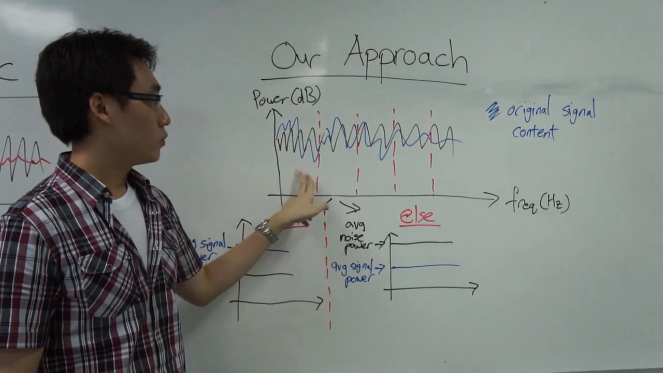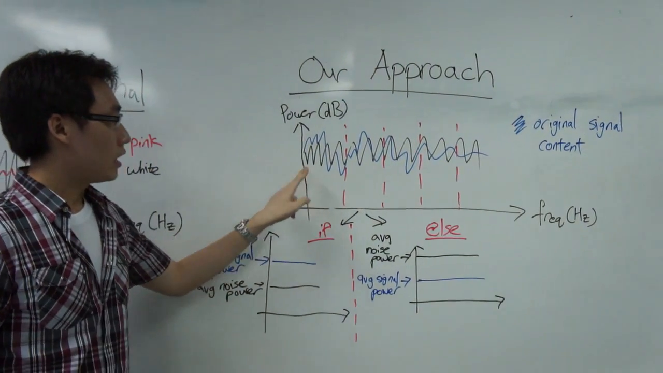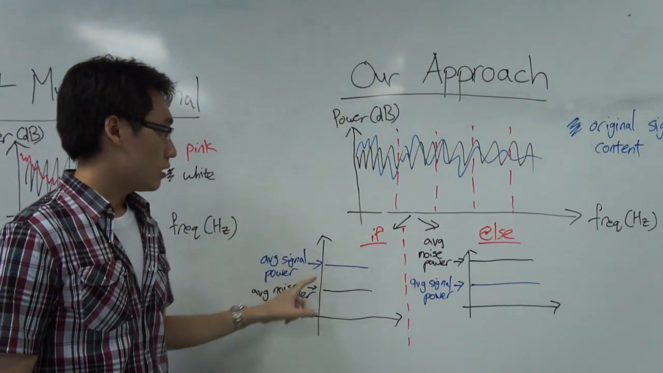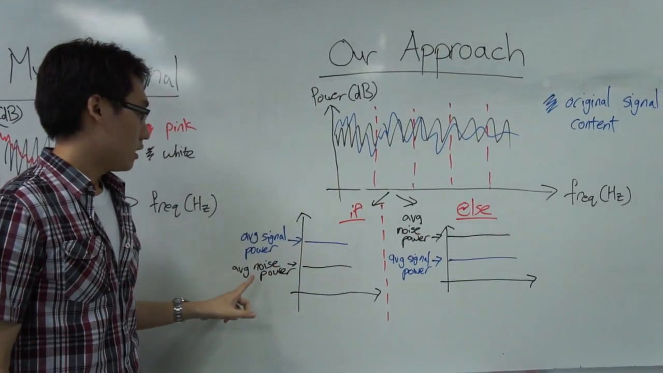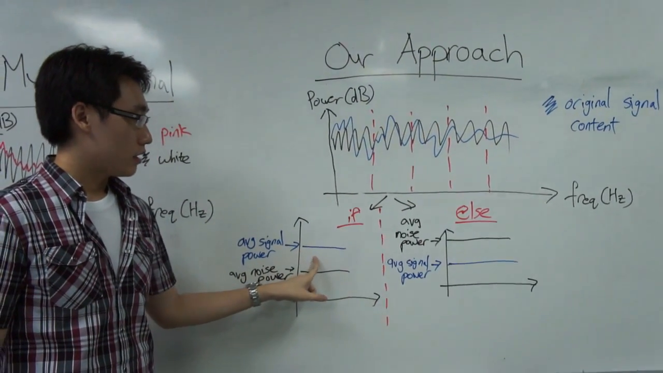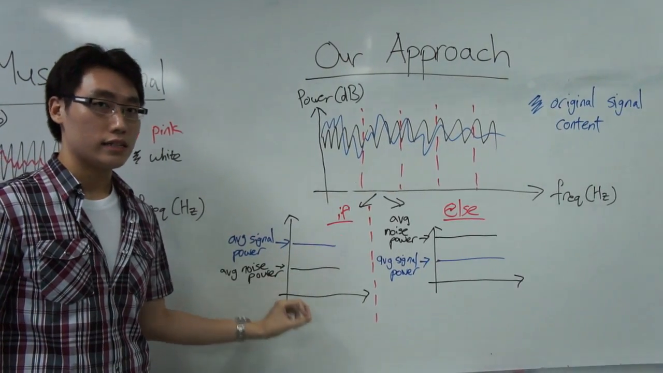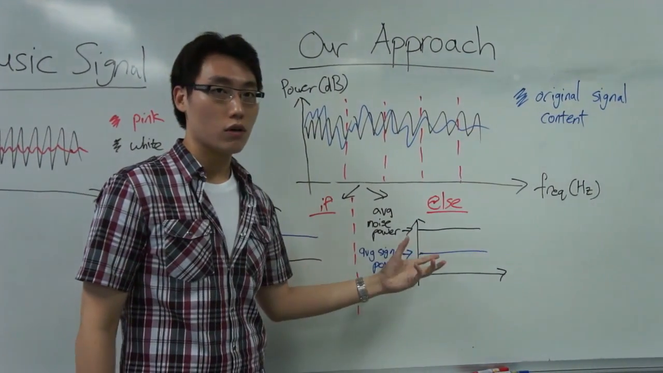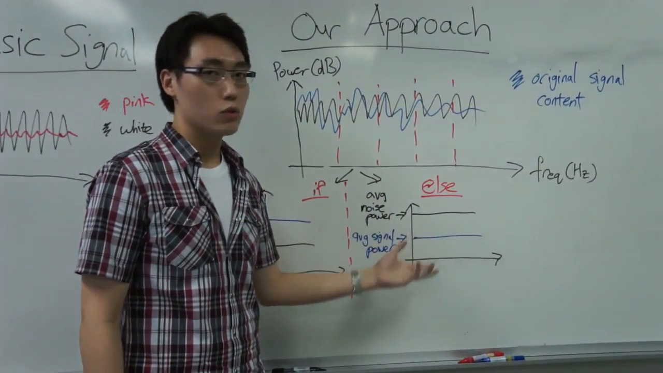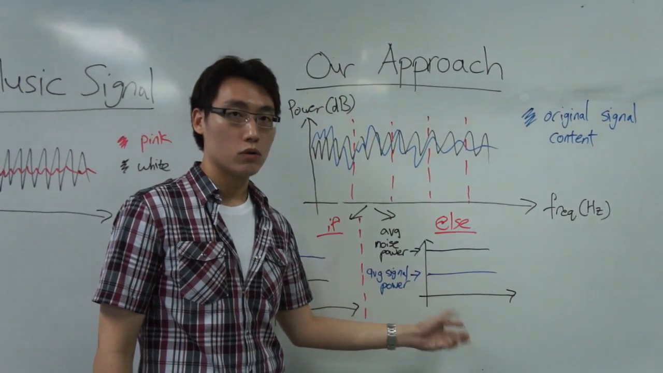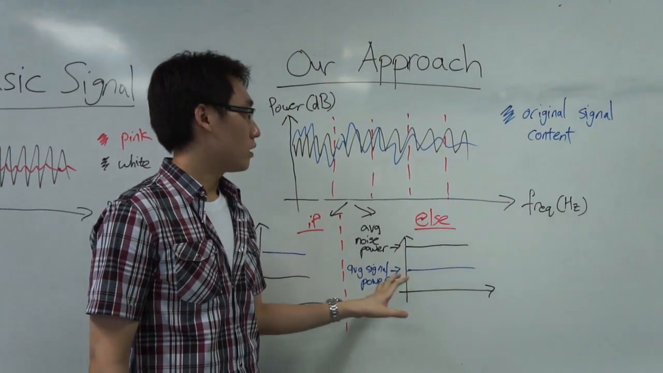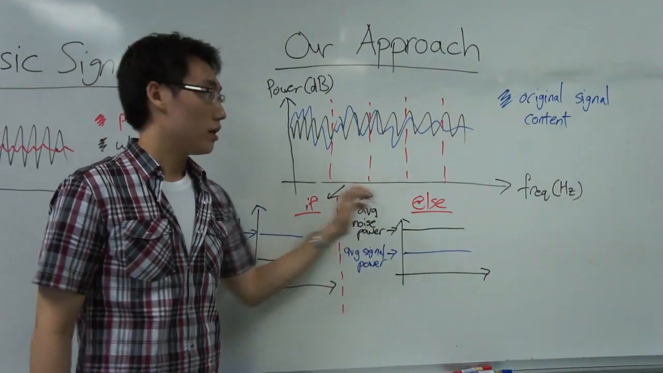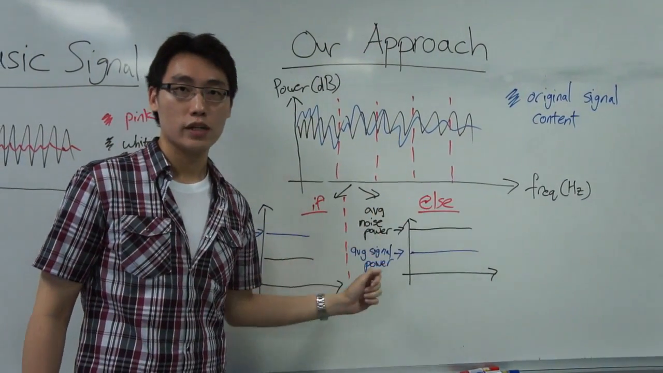Within each bin, we will investigate the average power level of the noise versus the original music content. If the average signal power is greater than the average noise power, then we will try to reduce the gain to a lesser extent, because more of the information is contained within this band. Whereas for the other case, if there's greater noise power than the average signal power, then there's no point preserving too much of this band, because mostly it contains noise. So the only question left is to determine how we are going to segment this frequency spectrum, and I'm going to explain this in our graphical user interface.